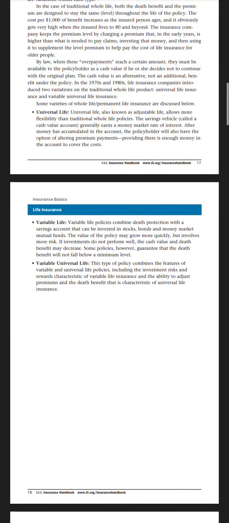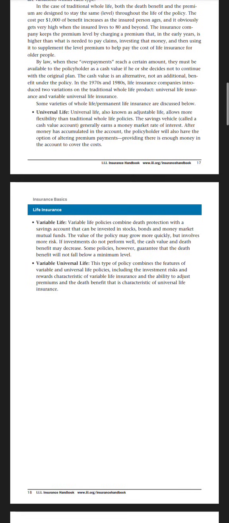Variable life. Variable life policies combine death protection with a savings account that can be invested in stocks, bonds and money market mutual funds. The value of the policy may grow more quickly but involves more risk. If investments do not perform well, the cash value and death benefit may decrease. Some policies, however, guarantee that the death benefit will not fall below a minimum level.